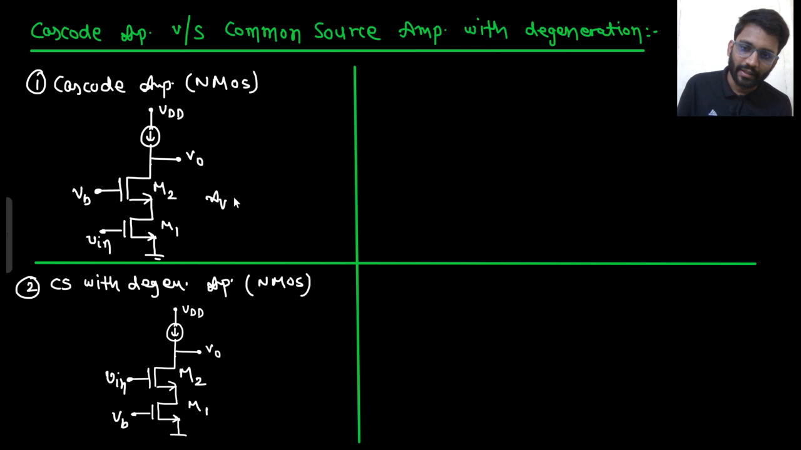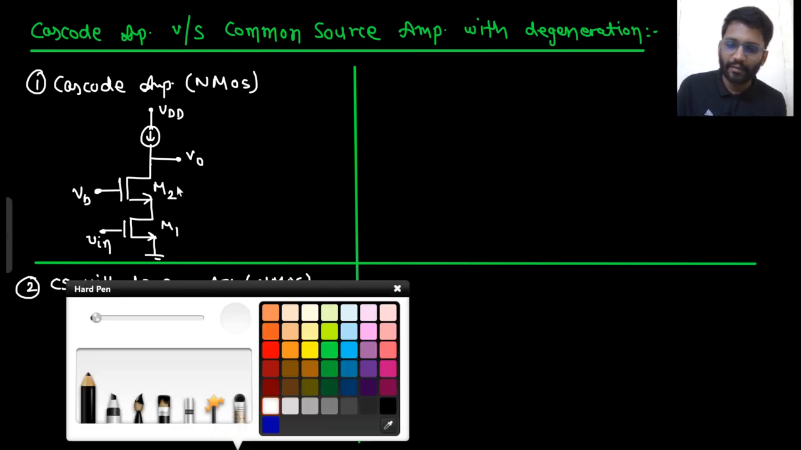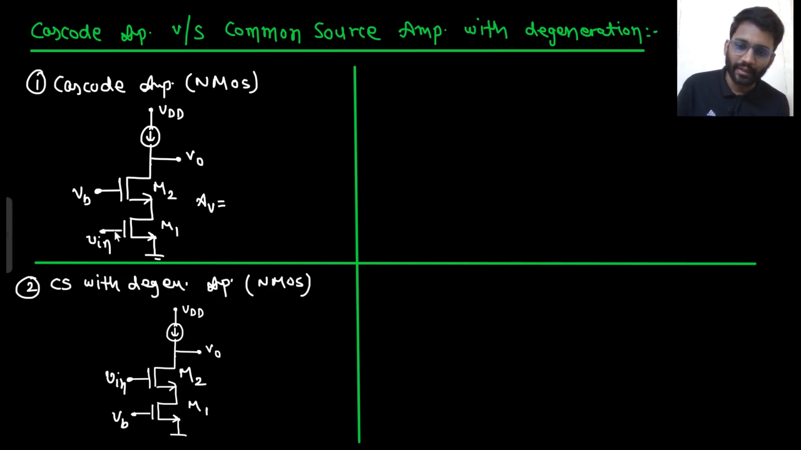So what will be the gain here? The gain here would be minus GM1, and what is the R out? GM2 R0 2 R0 1. That will be the gain.